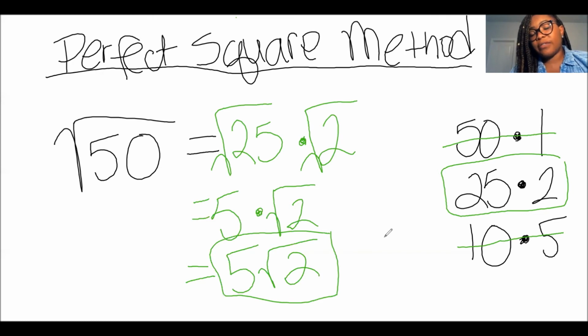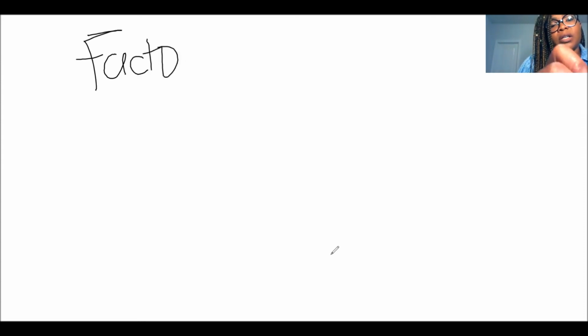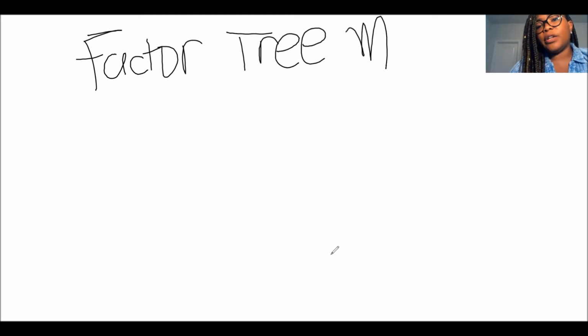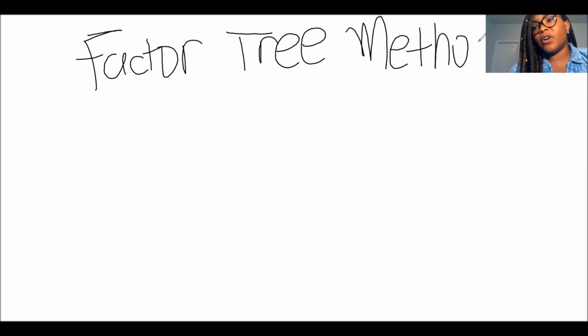Okay, so that's the perfect square method. And it's called that because you're using a perfect square to help you simplify. Okay, the second method is called the factor tree method. This method takes a little bit longer, but students tend to like it because it doesn't involve perfect squares, which if you're not very good with perfect squares, this might be the method for you.